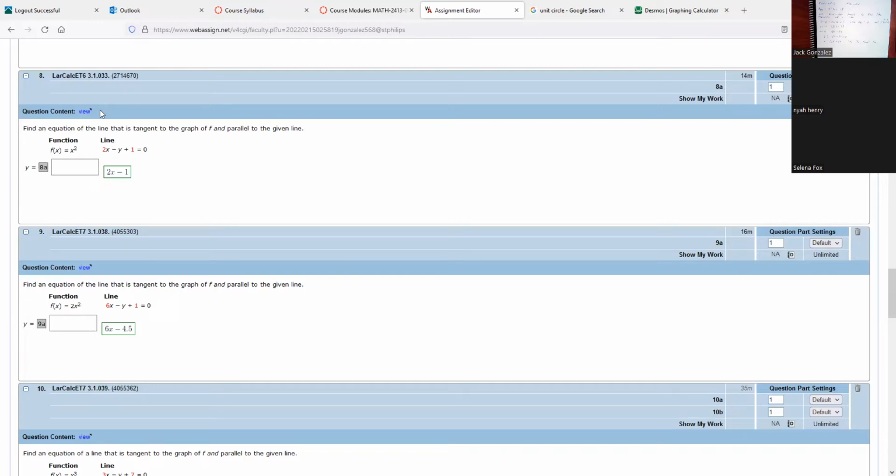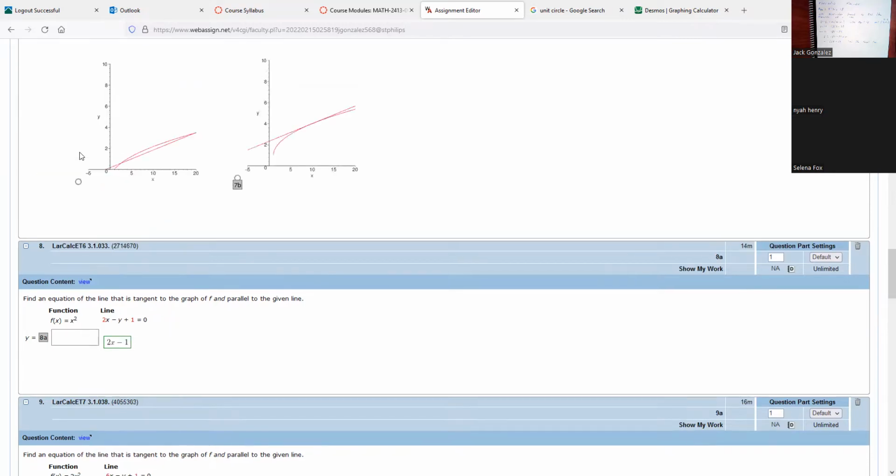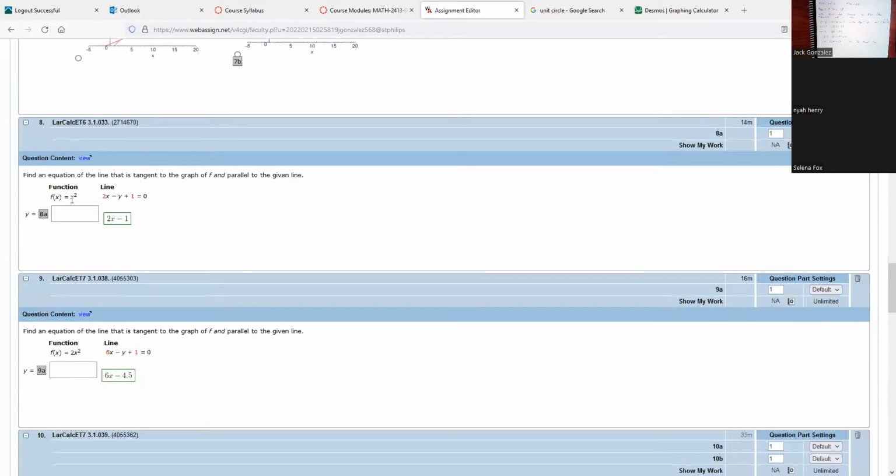Okay. So basically what you've got to do for number 8, which we'll do together in just a moment, is find the equation of the tangent line. It is tangent to the graph, parallel to the line. So they did not give us a point.